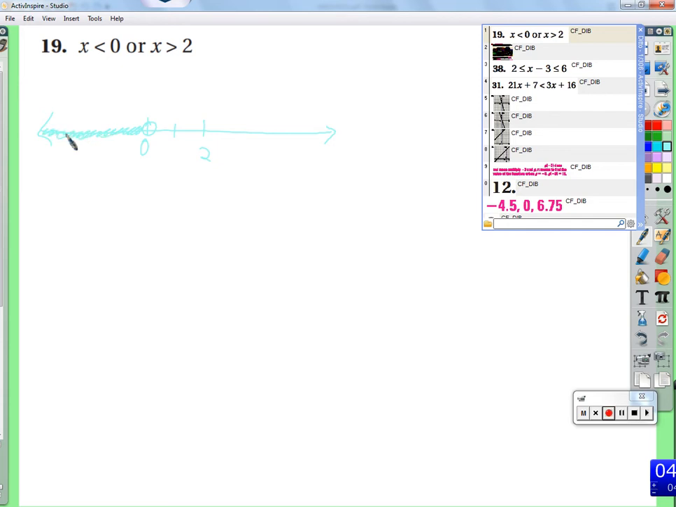This thing that I'm shading, what's that made of? All the points. So all the points represent a value of x. That is okay. So it could be anything here. Then it needs to be bigger than 2. So by the same reasoning, open circle and shade bigger than 2.